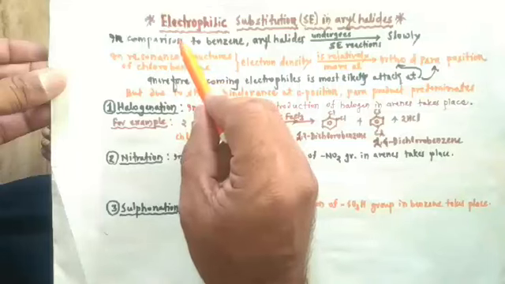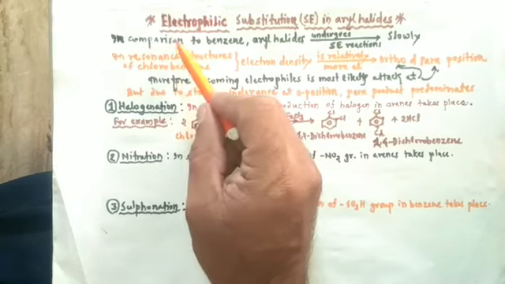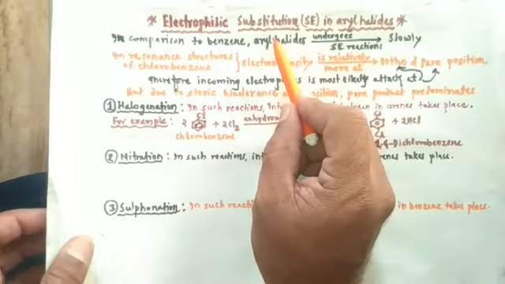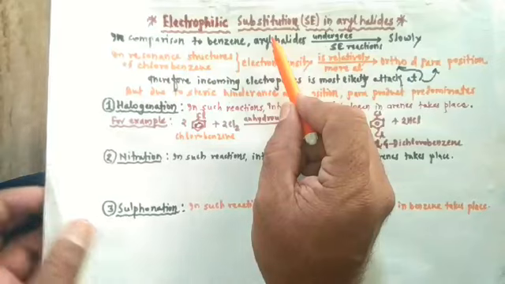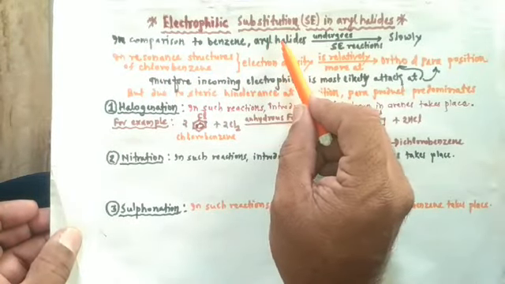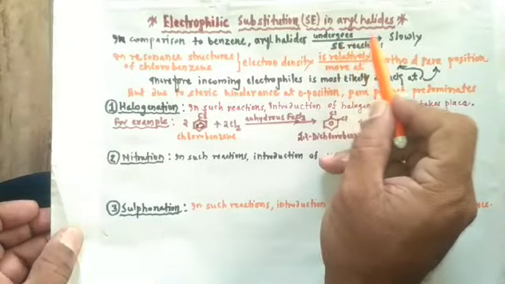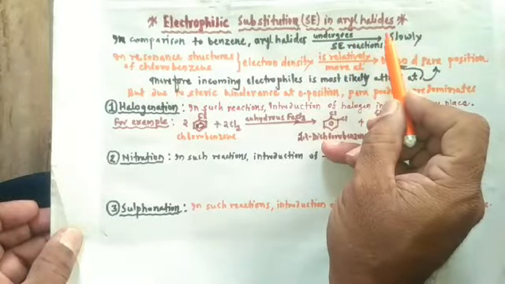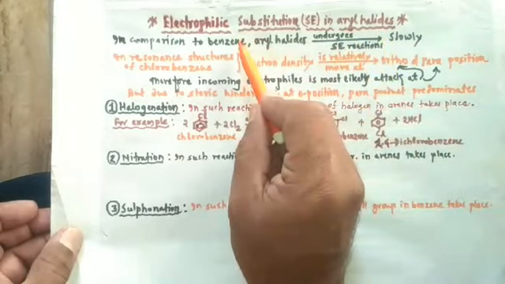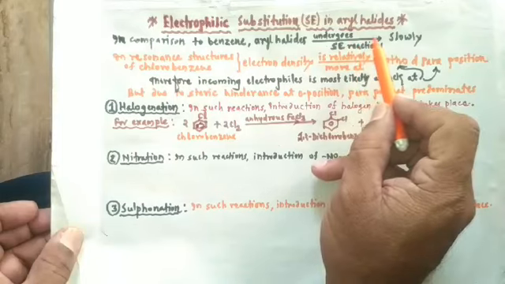So when we make the comparison between benzene and aryl halides, we can see that aryl halides undergo electrophilic substitution reactions slowly. So in comparison to benzene, aryl halides undergo electrophilic substitution reactions slowly.